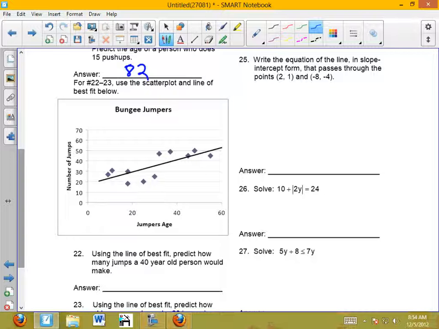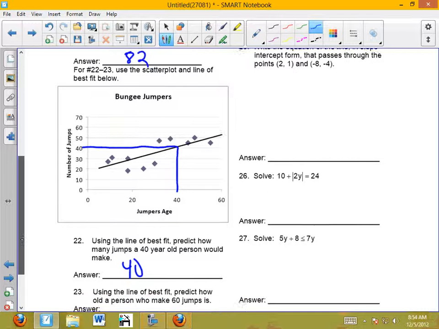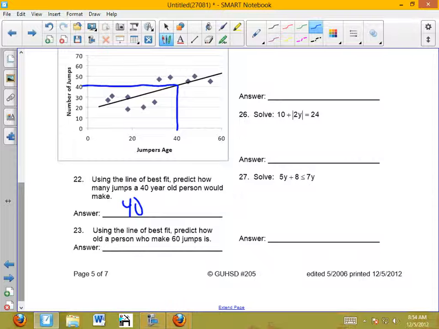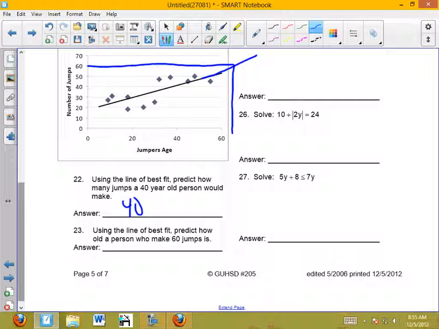Using the line of best fit, predict how many jumps a 40-year-old person can do. Age is down here. Go up to your line of best fit. Go over to your jumps. What are you going to get? 40, 41. I don't care. It's all good. It's a prediction. Okay? Predict how old a person is who makes 60 jumps. I got to take my line of best fit out a little more. Here's my 60 line right here. I go down. What do you want to make that? 63, 65. We're close.